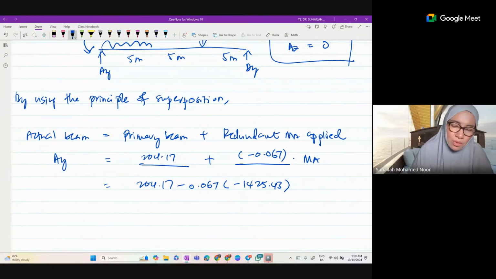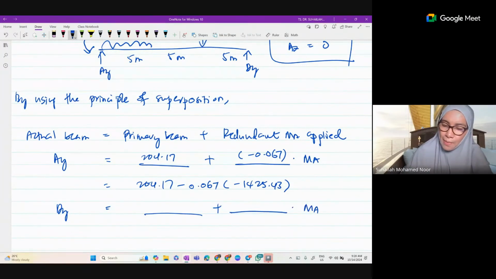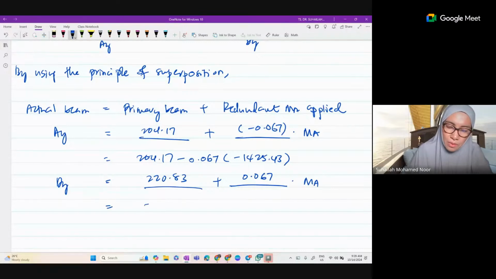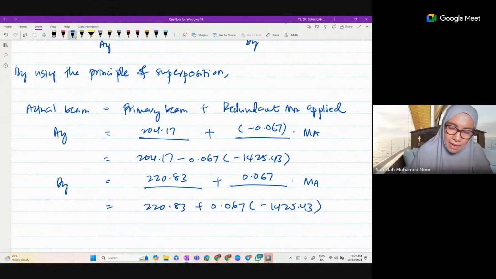Okay, so now sama juga for DY. For DY, sama je yang ni. Tapi now DY lah kali dengan MA. So DY in primary beam tadi tu 220.83 ke? DY tadi and 0.067, right? So this is for DY. So we get 220.83 plus 0.067 times with negative 1425.43. So then kita akan dapat the answer.